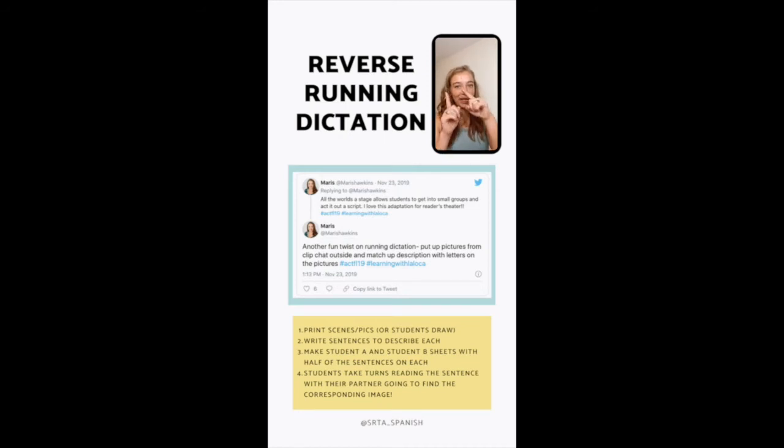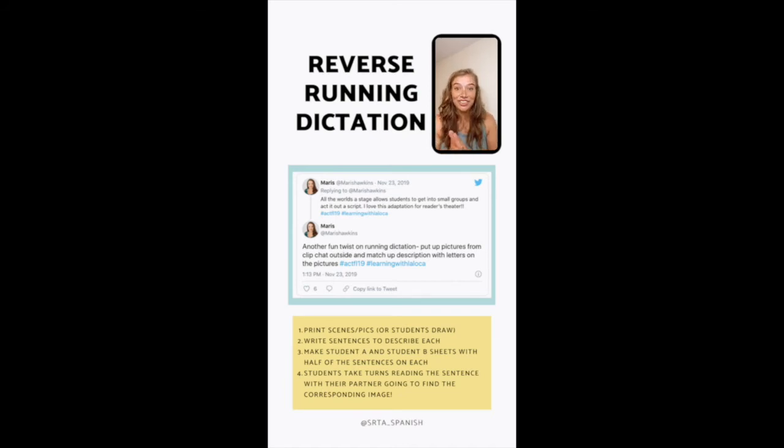Because this is called reverse running dictation, if you're not familiar with running dictation, I want to give you a quick overview. Basically, you have a pair of students, or maybe a small group, and one person is the writer and one person is the runner. The runner will run out to a hallway or a common space where you have hung sentences from your reading, read the sentences and try to memorize them, run back to their partner, and repeat the sentence to their partner, who is going to write it down. That's running dictation.